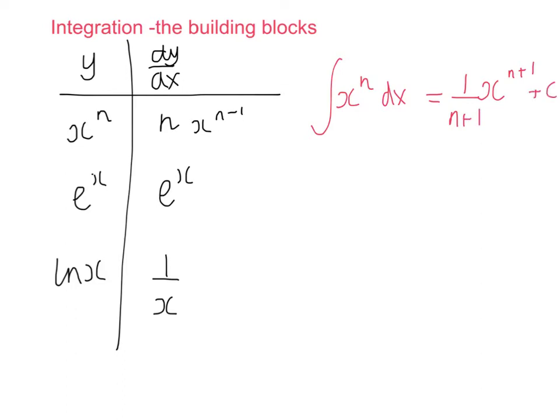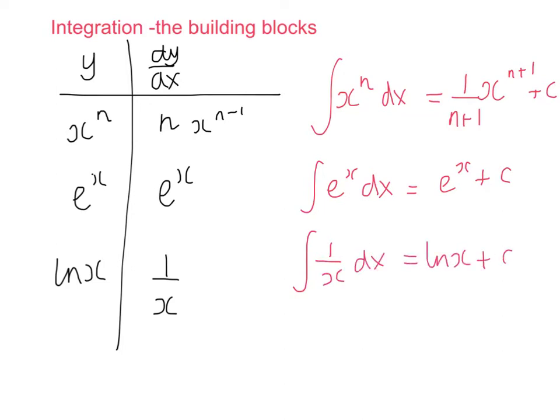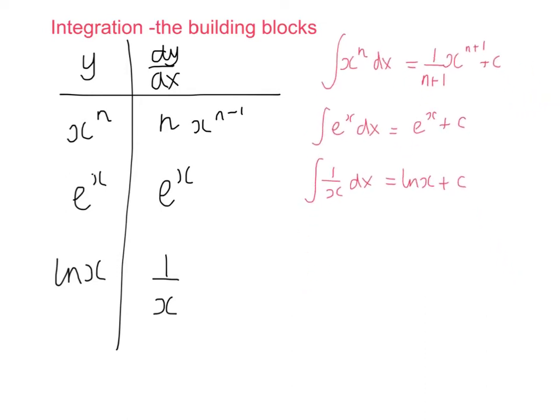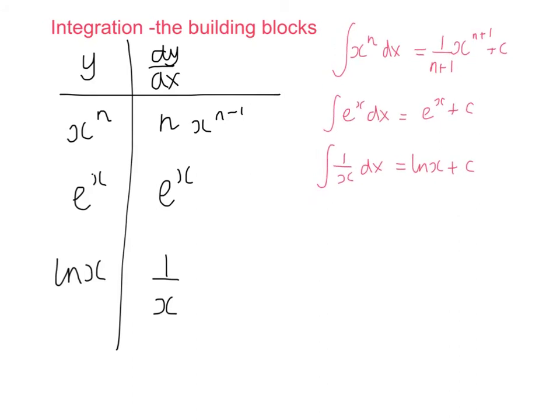So the integral of x to the n is x to the n plus 1 divided by n plus 1 plus c. If we differentiate e to the x, we get e to the x, so if we integrate e to the x, we'll just get e to the x plus c. If we differentiate ln x, we get 1 over x, so if we integrate 1 over x, we'll get ln x plus c. So that looks quite straightforward, but we can also use those with the chain rule, so let's make some slightly more difficult examples.